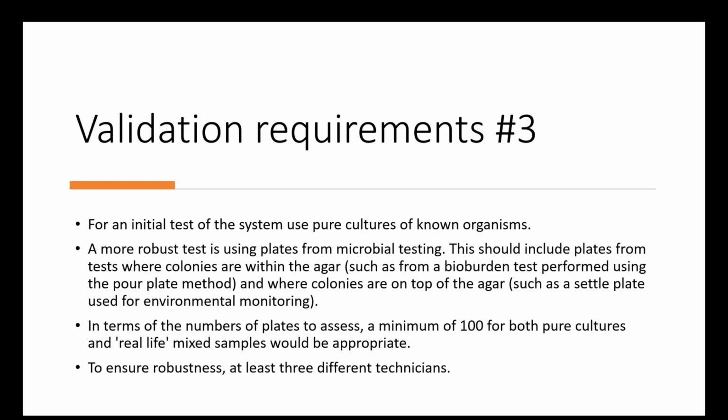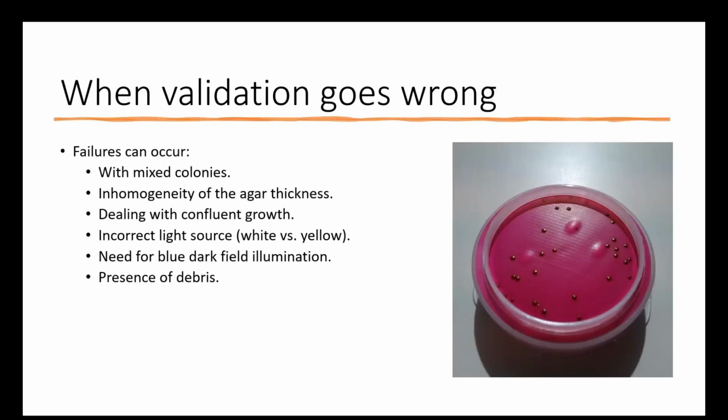And to begin with, it probably makes sense to use pure cultures of known organisms, because if the system can't count those, then there's little point going forwards, and then move on to more robust challenges, looking at variations in counting ranges, a mixture of environmental monitoring, bioburden, streak plates, raw materials, in process materials, and so on. So really challenging those kind of real life scenarios, because otherwise validation can sometimes go wrong.